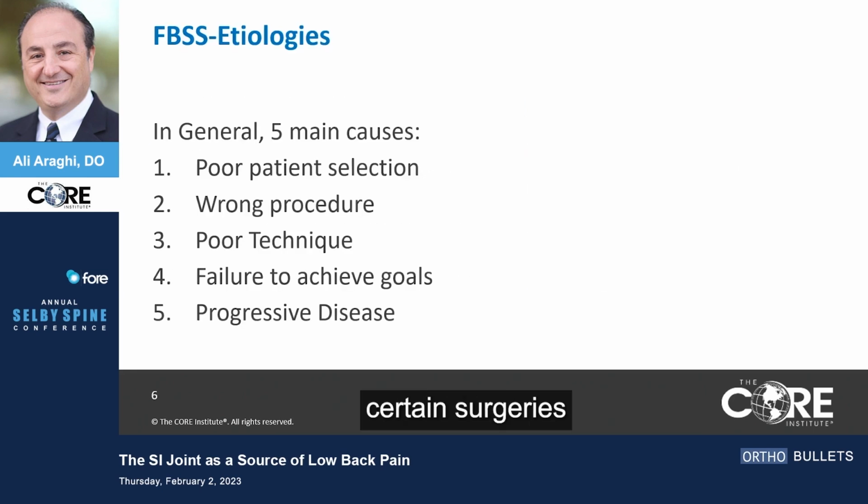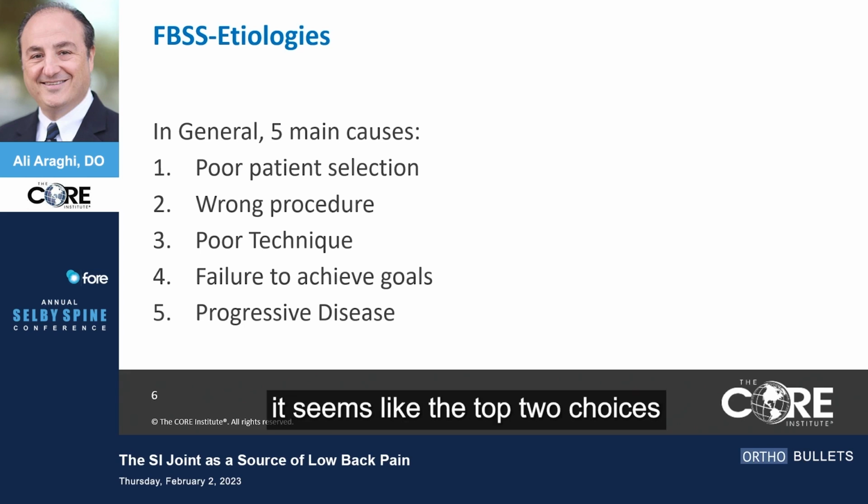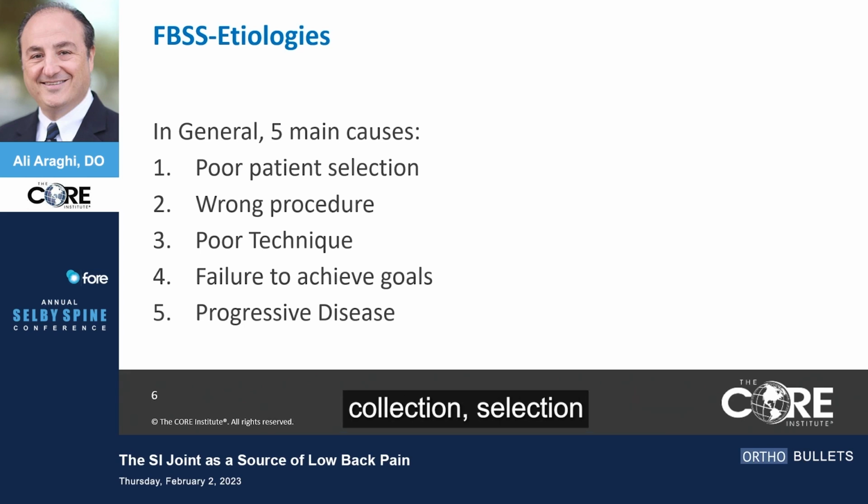And then when we look at why certain surgeries fail in our years of practice, it seems like the top two choices, the poor patient selection and the wrong procedure, seem to be more common than really poor technique. And then every now and then you see the progression of the disease, which to me is not really failed back. It's just part of the degenerative cascade that occurs.